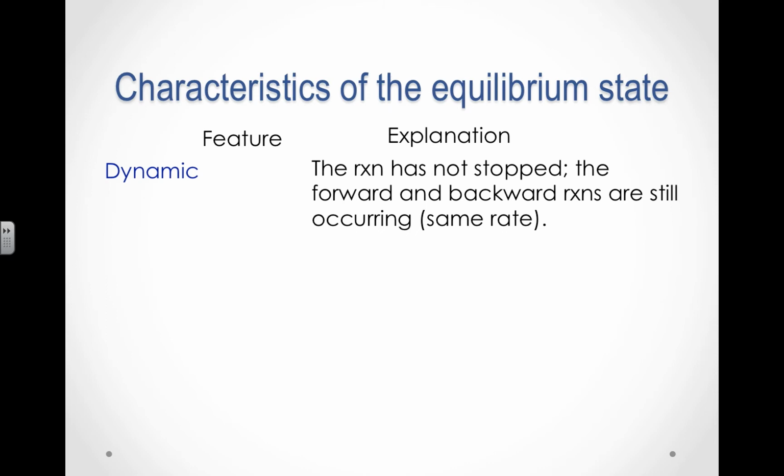Okay, so let's talk about some characteristics of the equilibrium state. The first one is that equilibrium is what we call dynamic. So the reaction hasn't stopped. The forward and backwards reactions are still occurring. They're just happening at the same rate.